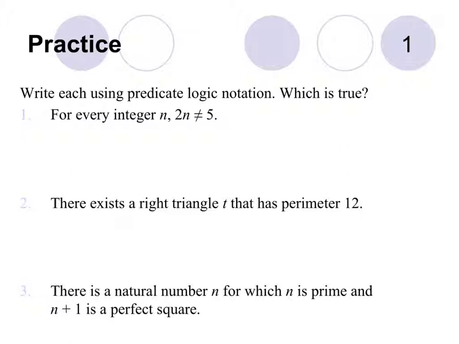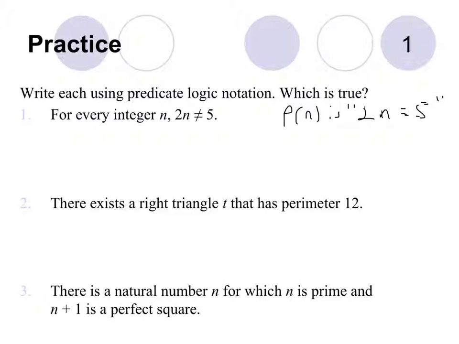So for example, in the first one here, a predicate P of n could be the sentence 2 times n equals 5. And so that's a predicate. It really is a sentence. If you put a number like 7 in for n, it would say 2 times 7 is equal to 5, which would be false. Given a number for n, you could decide whether this is true or false.